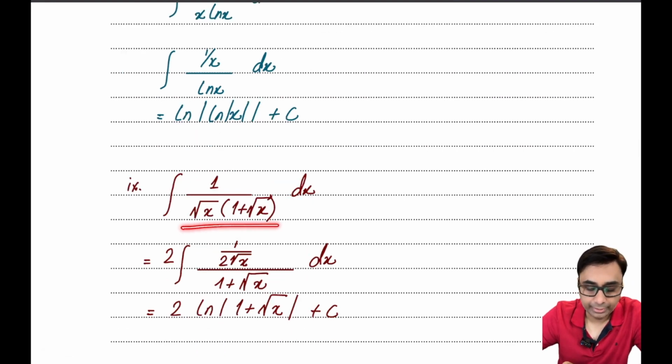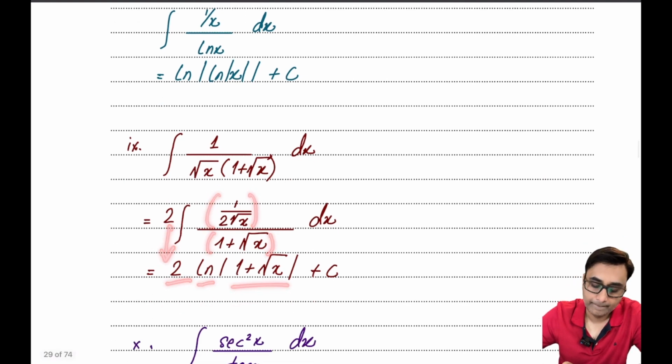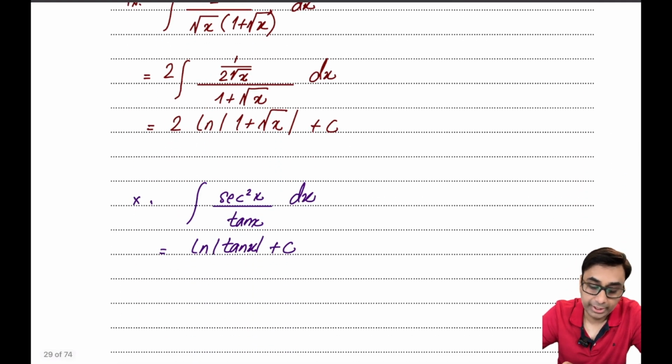Let's take a look at another example. I have to integrate this. If I look at only this part of the function, its derivative is 1 upon 2 root x. So this root x goes up, it becomes 1 over root x, but there had to be another 2 as well. So I introduced a 2 and multiplied it by 2 so that it cancels out. This function's derivative is there in the numerator. So the integral is going to be ln of that function. The 2 comes from the previous step. Similarly, the derivative of tan x is sec squared x, so the integral is going to be ln tan x plus c.